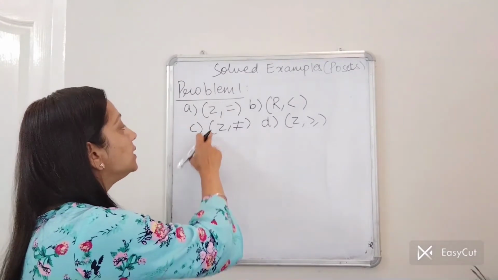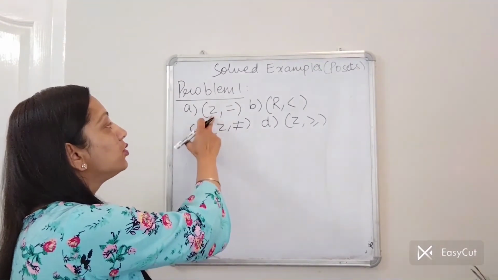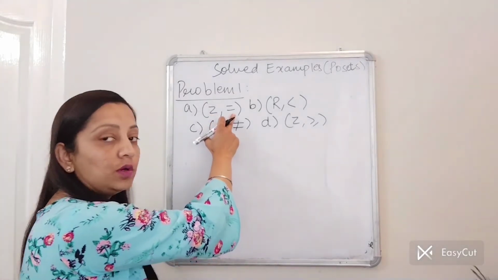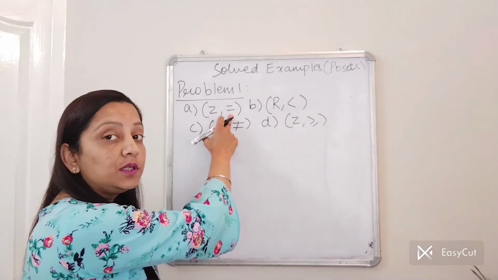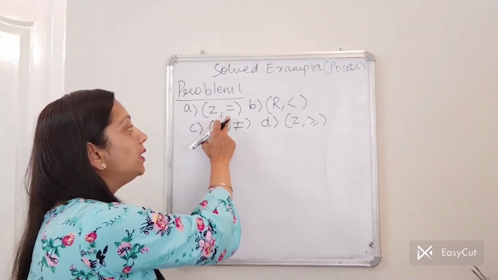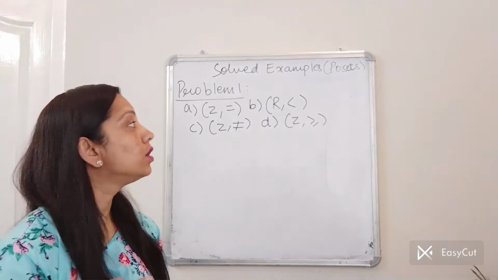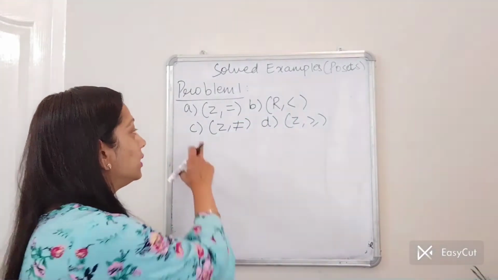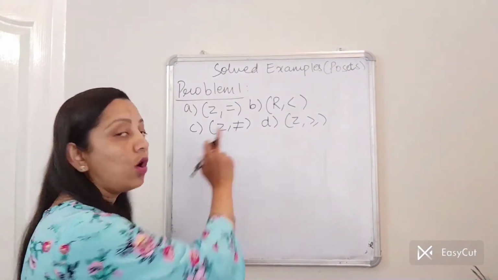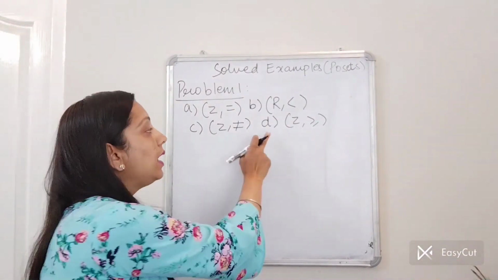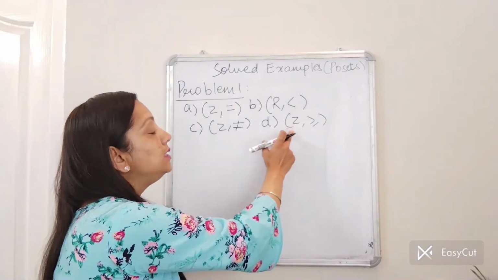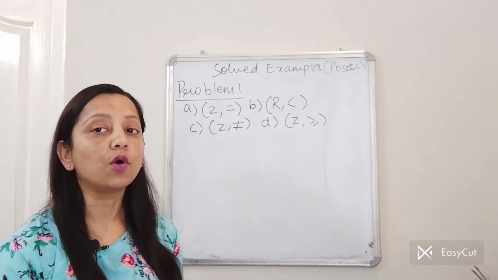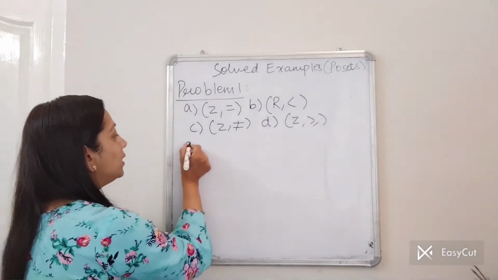The first one is the relation equal to, on set Z. So I have to find out whether Z comma equal to is a poset or not. Here equal to is the relation on set Z. Then R comma less than is a poset or not. Then C, Z comma not equal to is a poset or not, and D, Z comma greater than or equal to is a poset or not. So we'll start with the first one.